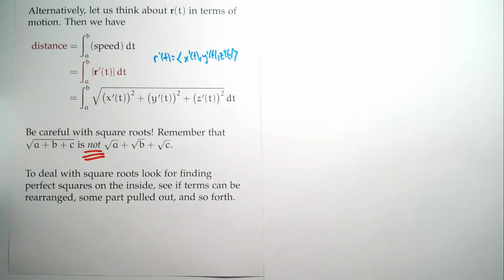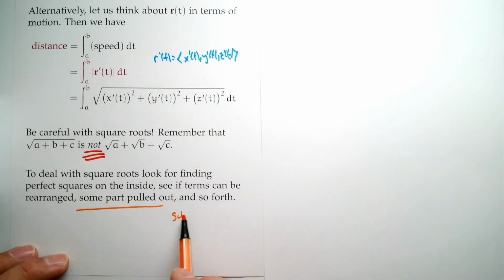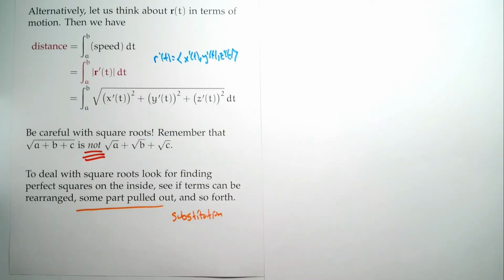There are other things that we can do. Maybe some part can be pulled out. Substitution can sometimes work. You have to pay attention. There are things that can be done. It's not going to be impossible. Anything that we ask you, it's not going to be impossible. But it will take some work. But that's all right. We like to work. Okay.